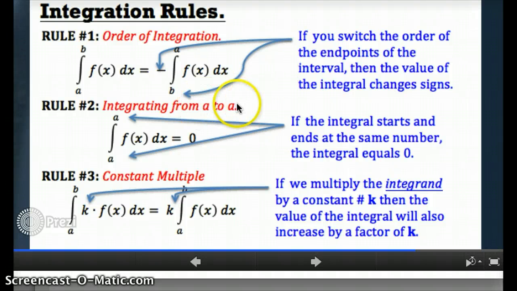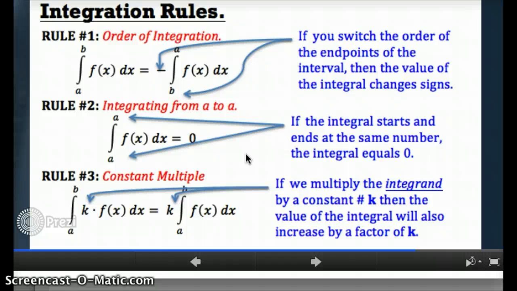Integrating from a to a is saying if you have both of the endpoints being the same number, the answer to the integral is going to be 0. If you try and think about these two in terms of area, they should both be pretty logical. If we're going from 2 to 2, we're actually talking about a tiny little sliver with a width of 0, really. So it's not going to have any area.